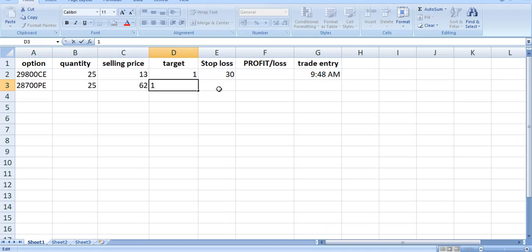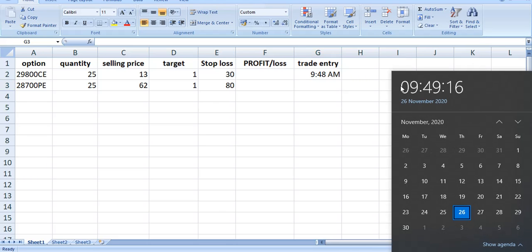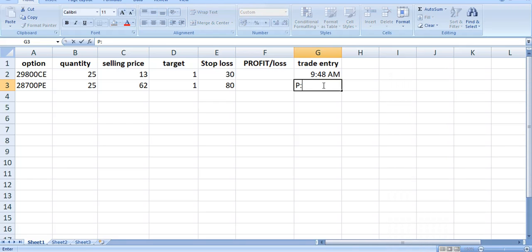So traders, here our stop loss will be going to 80. Now the time at which we are taking the trade is 9:49 AM. Now the question might be coming to your mind: why are we writing the time here in our Excel sheet? We are placing the time in this Excel sheet so that we should know if our stop loss got triggered after this time or not.